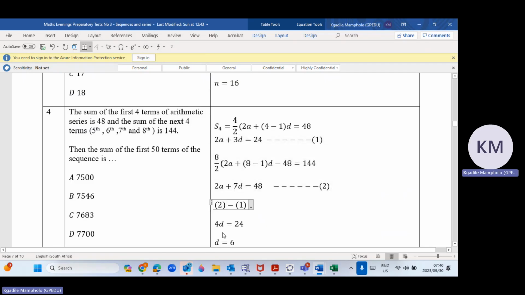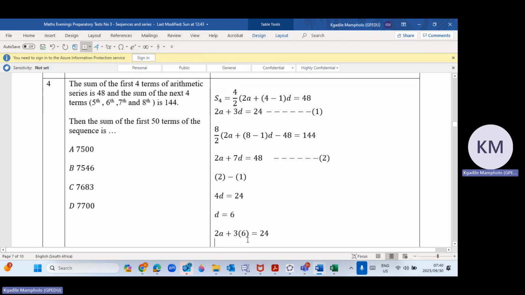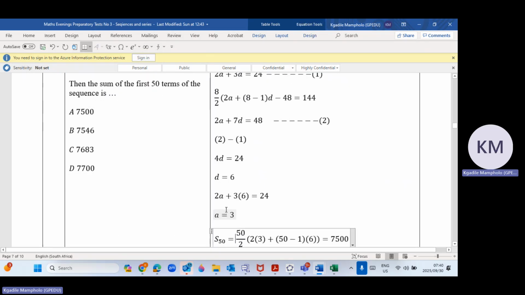7d minus 3d is 4d. 48 minus 24 is 24. Then when you divide by 4, d is 6. Now to get a, you can substitute into one of the equations, and the answer will be the same. That's 2a plus 3 times 6 equals 24. Then a will be 3, because 24 minus 18 is 6, then 6 divided by 2 is 3.